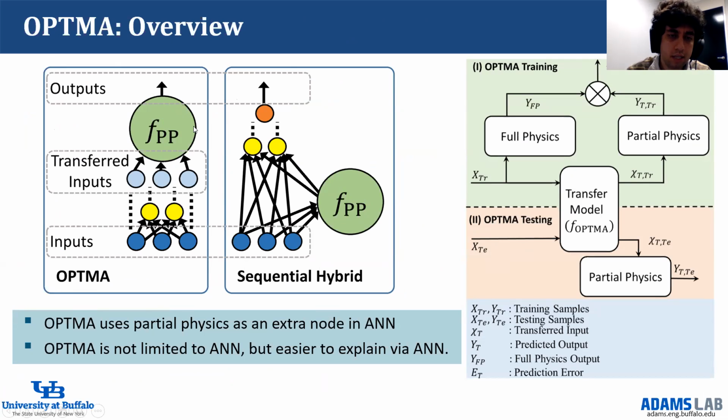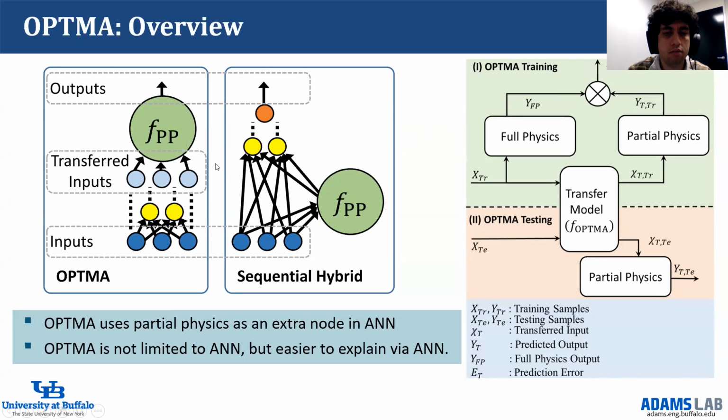So again, this is not necessarily limited to neural networks as the data-driven model, but if the data-driven model was a neural network, what could we do if the partial physics could be modeled as an extra node? So we have ReLU, tanh, sigmoid, and let's just use this partial physics as an extra node, compared to the sequential hybrid models, where the output of the partial physics is considered as an extra feature and the original inputs are the first features we have.